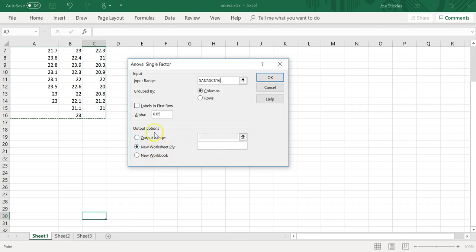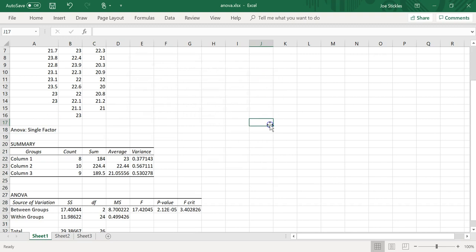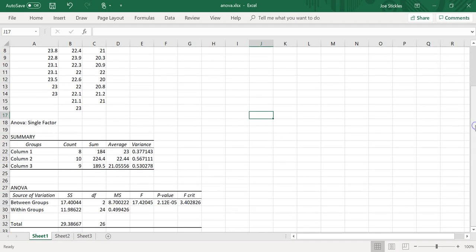And the last thing you want to do is choose where to put the output. By default, it wants to put it in a new worksheet. I usually just select the output range, click in here, and just click a cell. It doesn't matter where you click; you can put it wherever. There it is. Poof. Okay. All right. So what this did here is it gave you a couple of summaries. These are just the summary statistics for the individual groups. So here's your sum of that column, the average, and the variance of the column, and so on down the line.